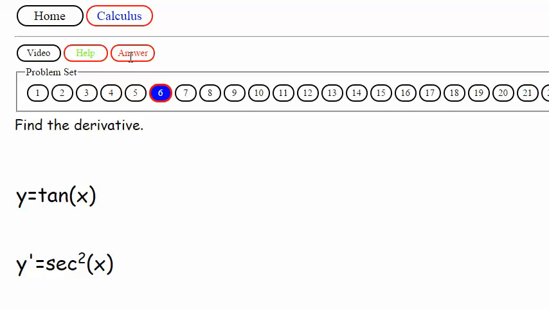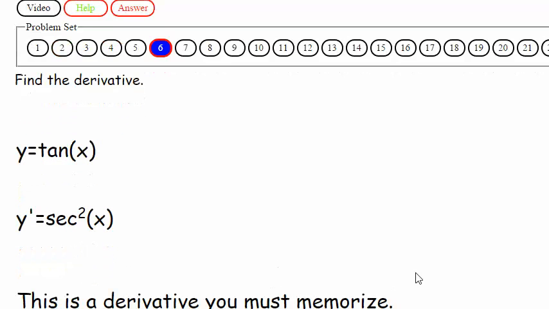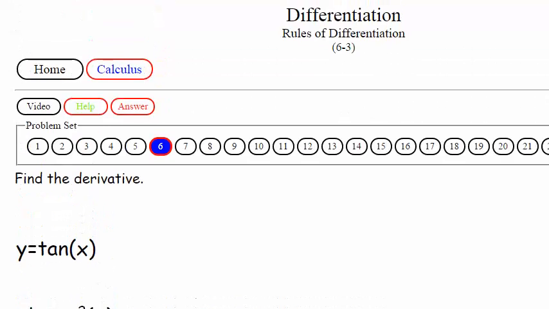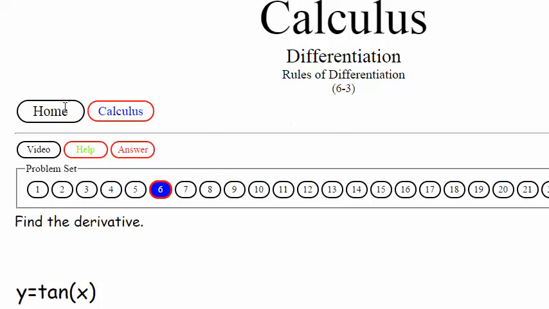Let's hit the answer here. y prime is equal to secant squared x, and I'm not sure, what do I got on the help? Oh yeah, it just says you missed, but we know how to derive it if we have to, right? We know how to do that.